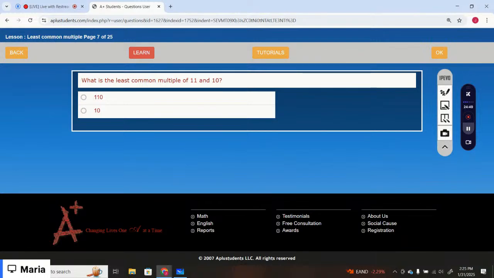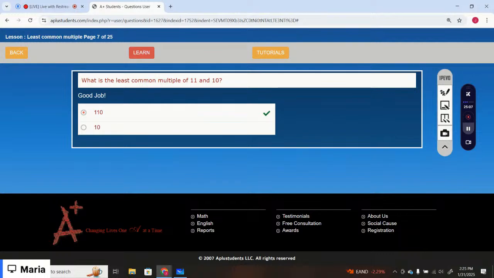What is the least common multiple of 11 and 10? 11 times 10 is 110. Option number 1 is the correct option.